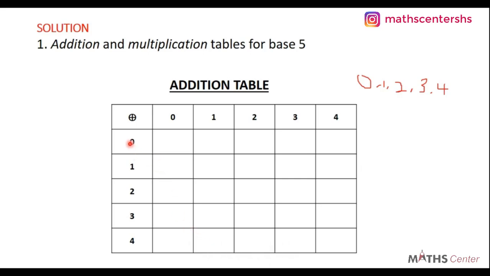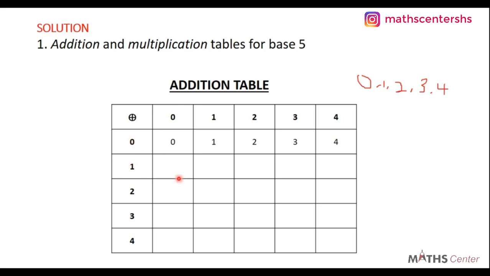So the first one is 0 plus 0. 0 plus 0 is 0. 0 in base 5 is 0. So 0 plus 1 is 1. 1 in base 5 is 1. 0 plus 2 is 2. 0 plus 3 is 3. 0 plus 4 is 4. Remember that we are working in base 5.